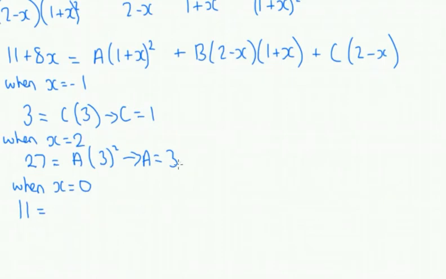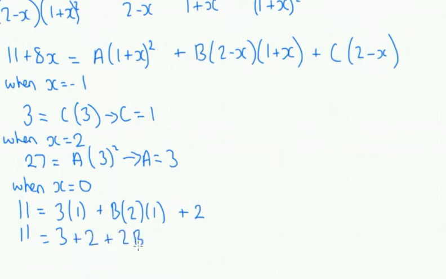a, which is 3, so 3 bracket 1 plus 0, which is just 1, squared, which is still just 1, plus b times 2 minus 0, which is 2, times 1 plus 0, which is 1, plus c, which is 1 lot of 2 minus 0, so just 2. So 11 equals 3 plus 2 plus 2b, which gives me that 6 equals 2b, if I move that 5 over to the left, and so b equals 3 as well.